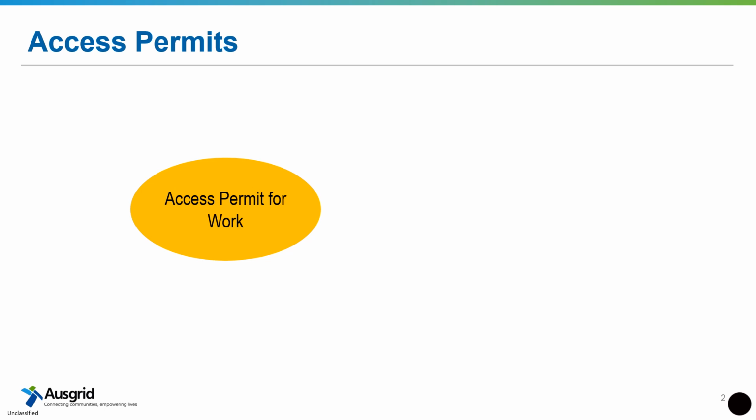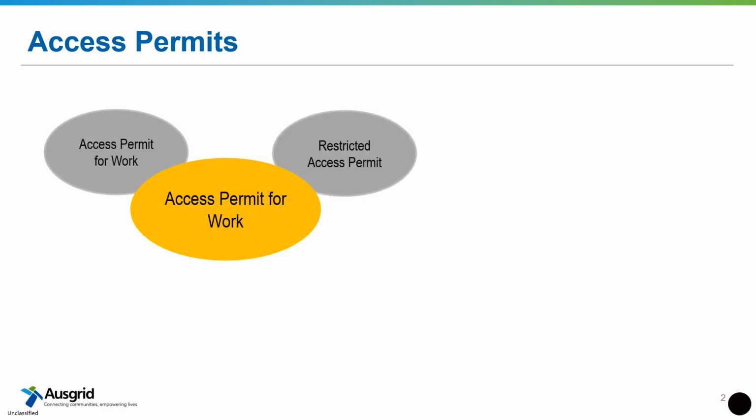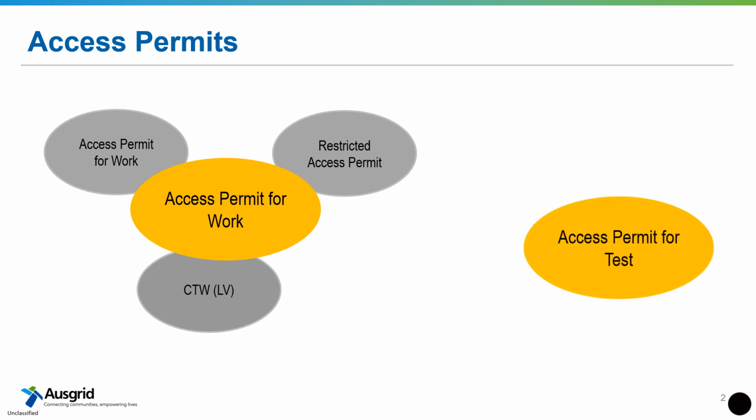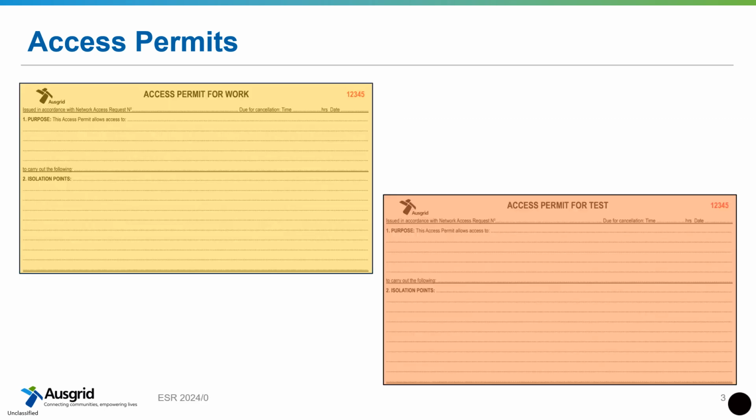As explained in the Summary of Changes presentation, a new access permit for work will replace the existing access permit for work, the restricted access permit for work, and the clearance to work for work on low voltage mains and apparatus. A new access permit for test will replace the existing access permit for test and ancillary work. The new access permit for work and the new access permit for test will have the same content and format. However, they will remain separate forms and remain different colours. Both the new permits will retain the same colour as the permit they replace.